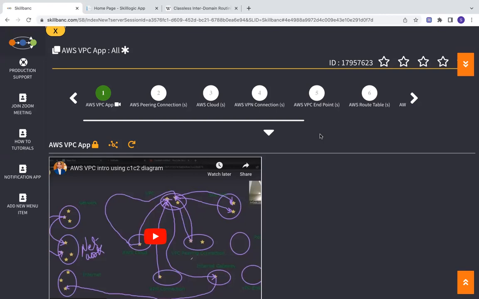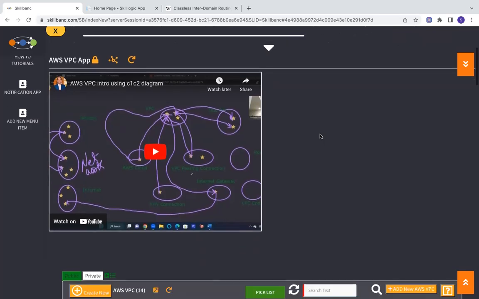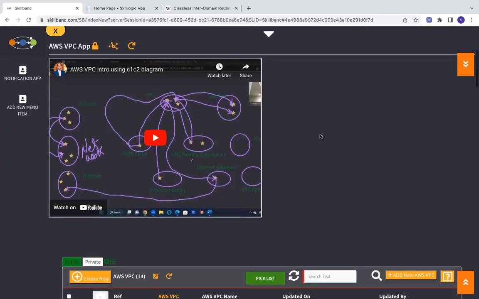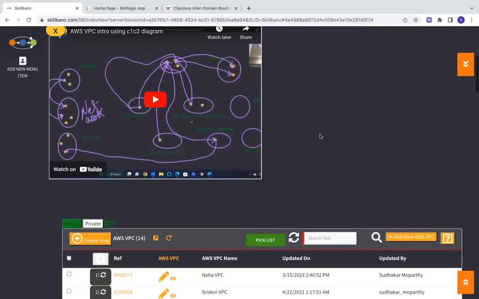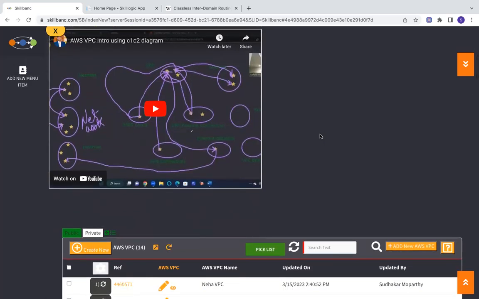Today we're going to talk about VPC subnetting, and how we can divide the network into subnets and address blocks.